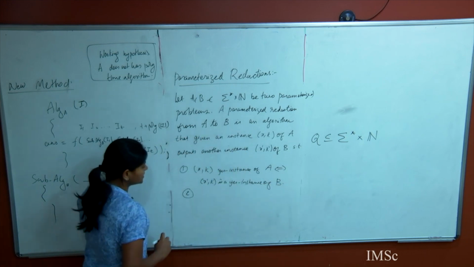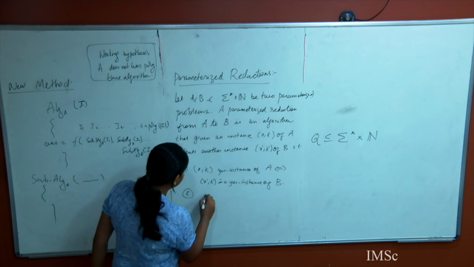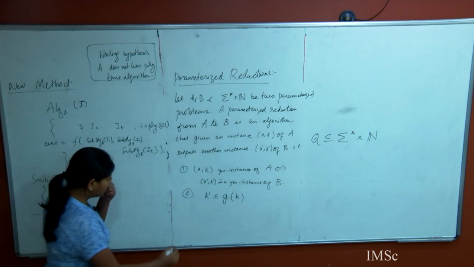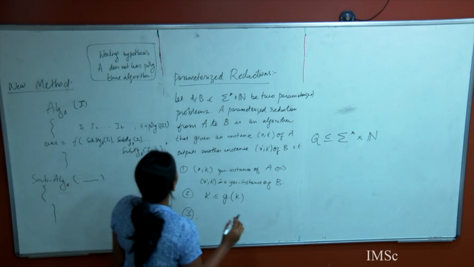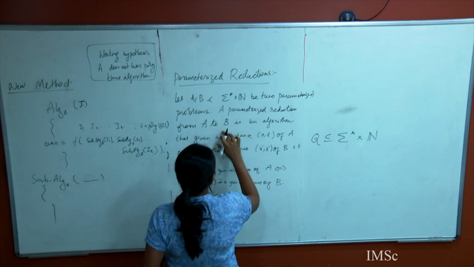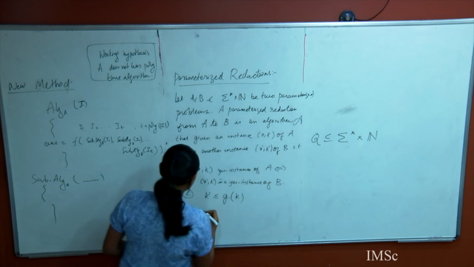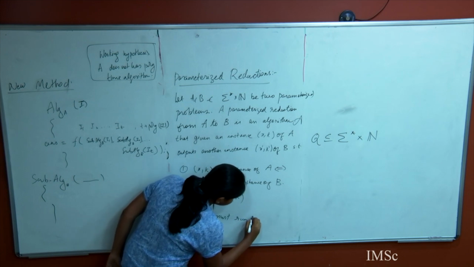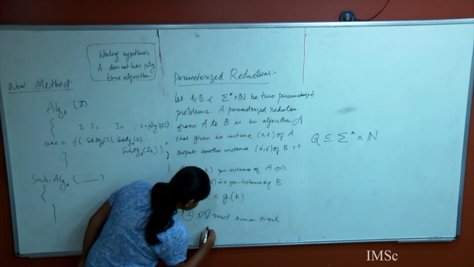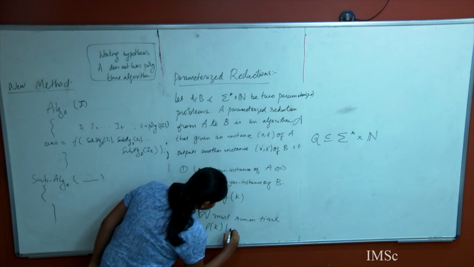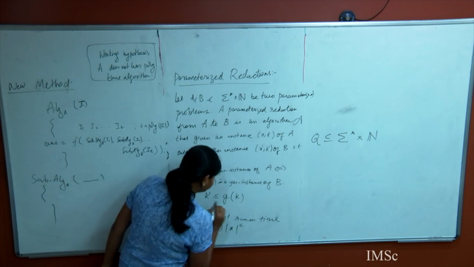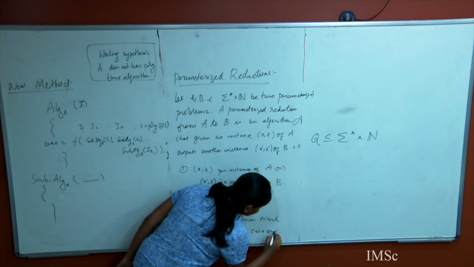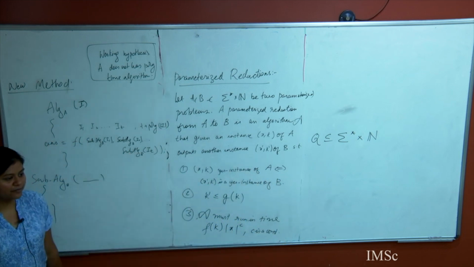The second condition is that the parameter k' should be bounded by some g of k. The third condition is that the algorithm, say calligraphic A, must run in time some f of k times size of x to the power c, where c is a constant. So this is what we mean by a parameterized reduction.